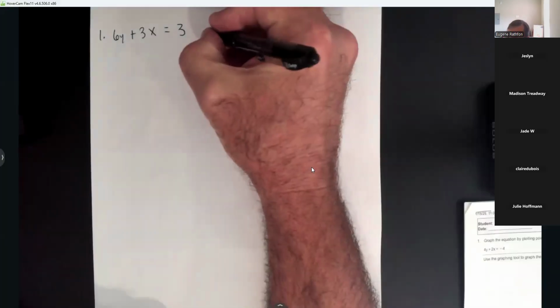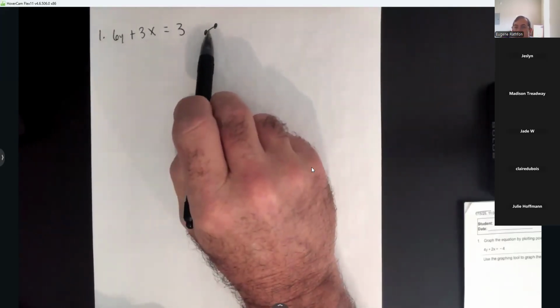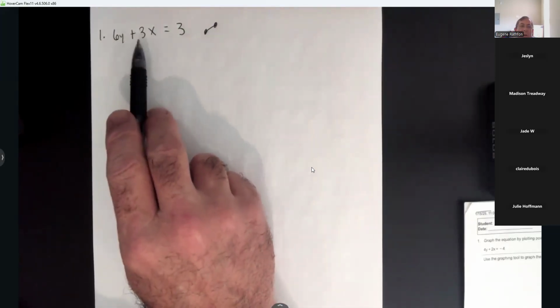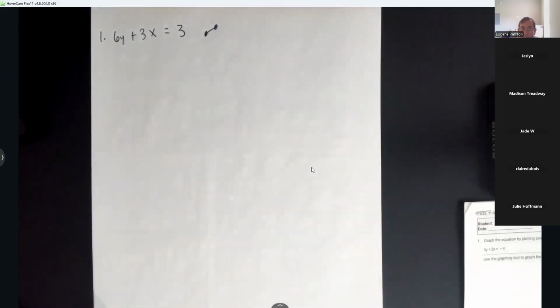So on number one, when we graph it, it's going to use a 2-point line tool for this equation. So y'all, I'm just going to solve this for y, and then once you got it solved for y, you can use the calculator or you can find your own points, okay?